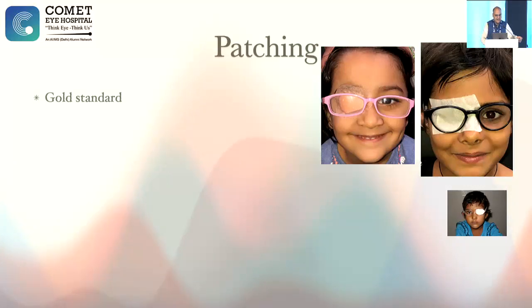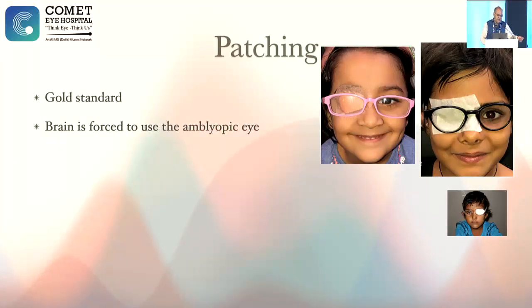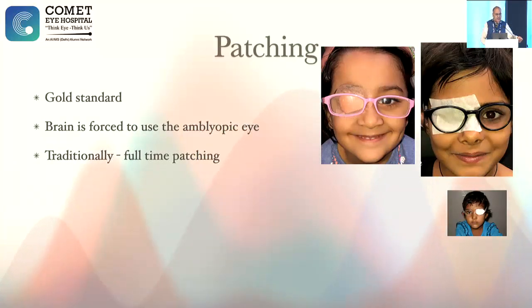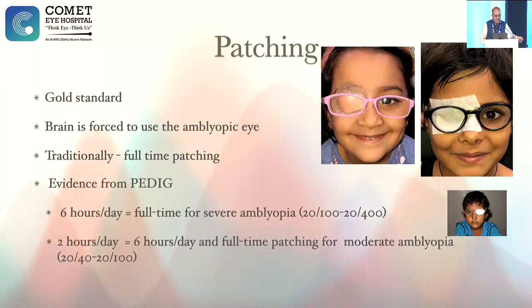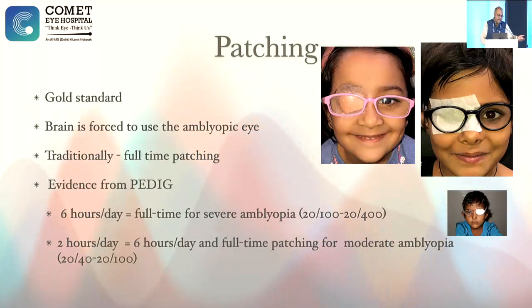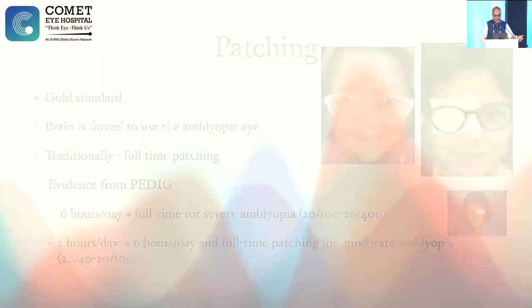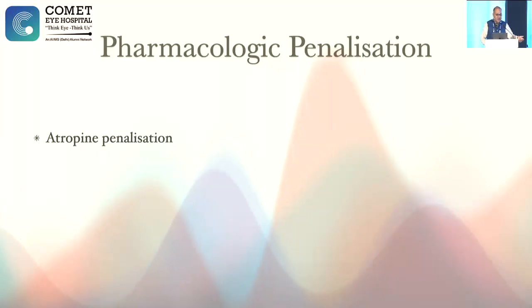Patching is the gold standard, where the brain is forced to see with the amblyopic eye. Traditionally, we were taught full-time patching, but then came the PEDIG and the ATS with a lot of studies. So we went from full-time to part-time, which works: 6 hours a day for severe amblyopia, and 2 hours a day, which is equivalent to 6 hours a day, for moderate to mild amblyopia. Then we talked about pharmacologic penalization, which is also looked upon.